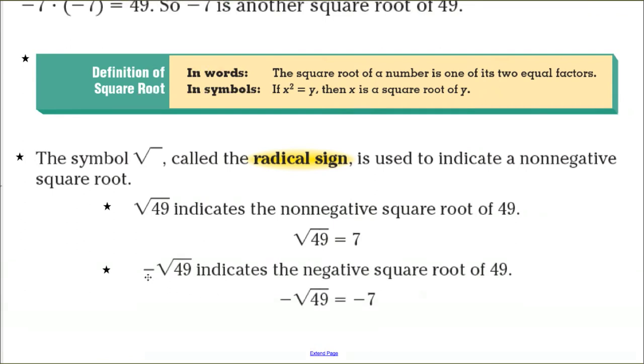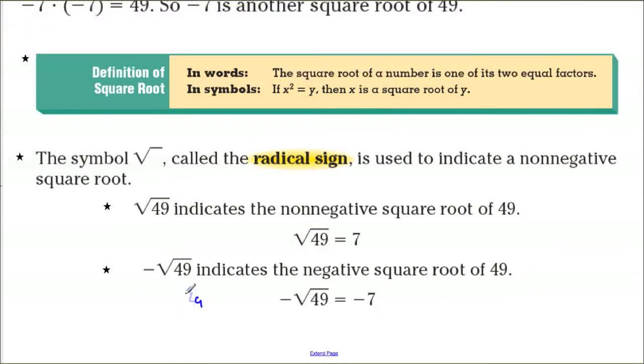Another one: negative radical 49 indicates the negative square root of 49. Simply put, just imagine that you are multiplying radical 49 by negative 1. If I multiply negative 1 times radical 49, I end up with negative 7.